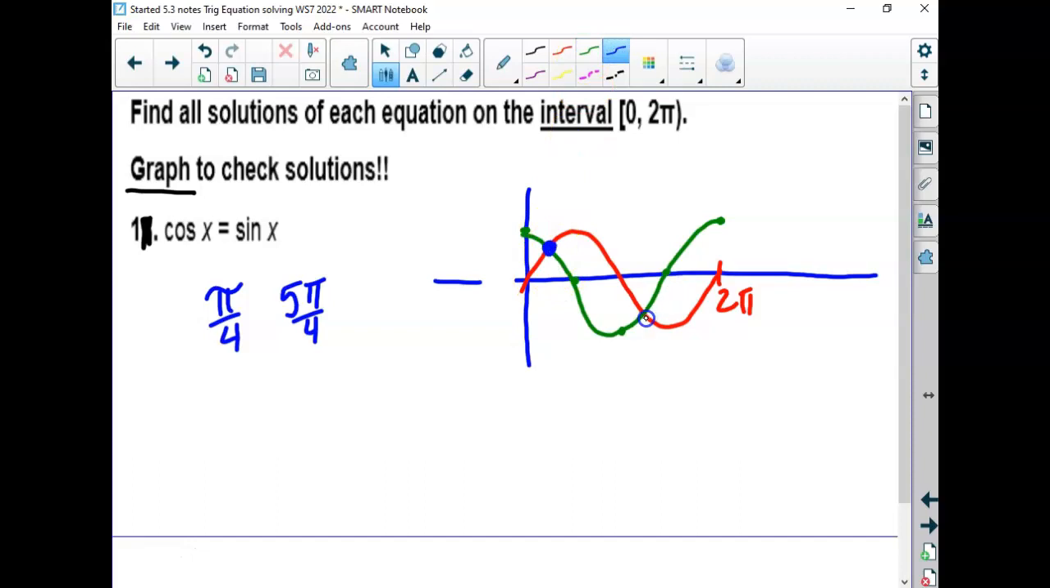Right there and right there, yes? Okay, well, this was pi over 2. This was pi. This was 3 pi over 2. So what's halfway between 0 and pi over 2? Pi over 4. And halfway between pi and 3 pi over 2 was 5 pi over 4. If you look at your unit circle, does it make sense that there were 2 places they crossed? Okay.